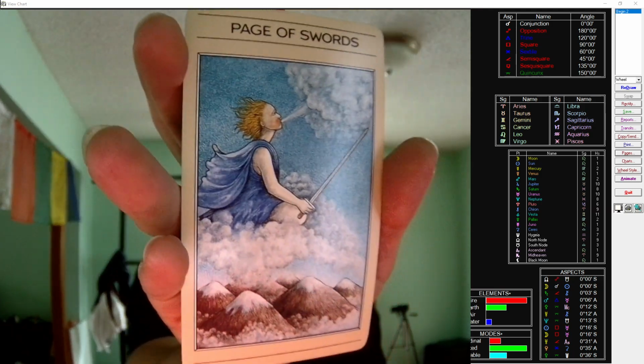Oftentimes when we're in Page of Swords, or others are in Page of Swords, we're in replication mode. We're in the mimicry of the shit show around us.